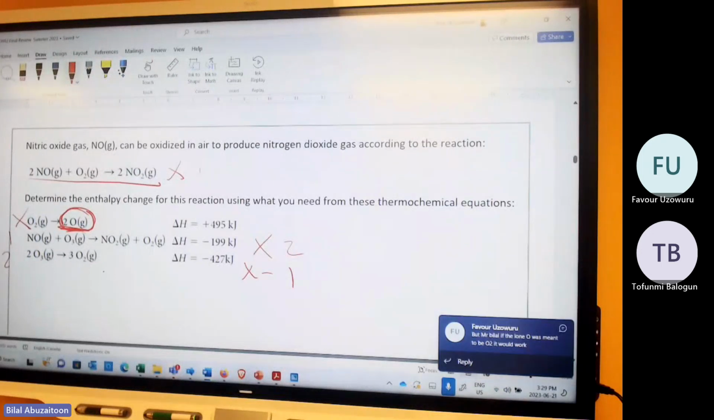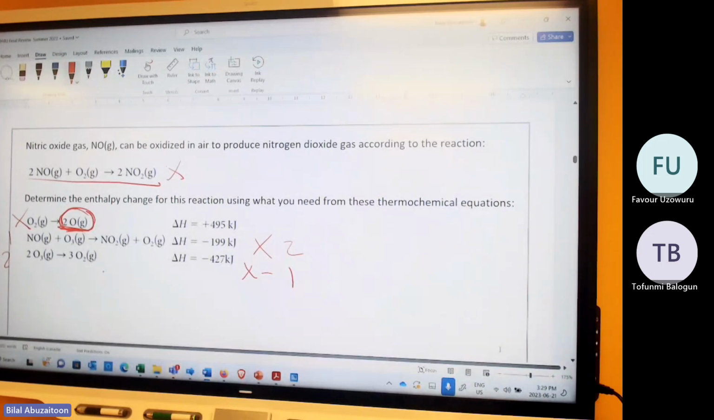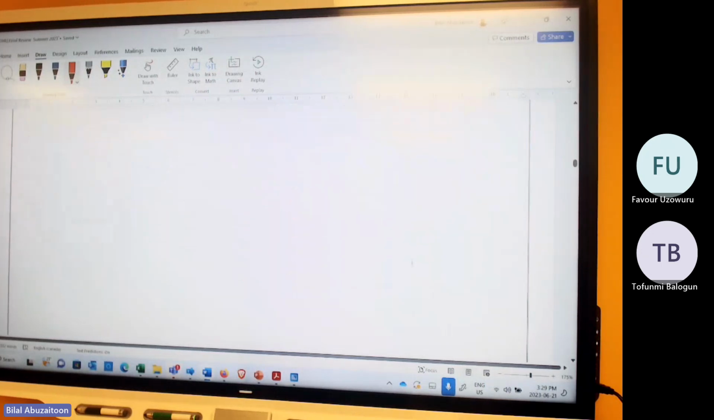Try to take pictures before we finish. Would it work to keep it? No, I don't think it would work, because if you keep it, you will not cancel it. You will have extra O2, so it won't give you the overall equation. So this equation should be cancelled. Next.